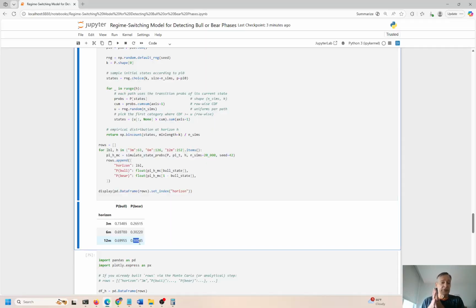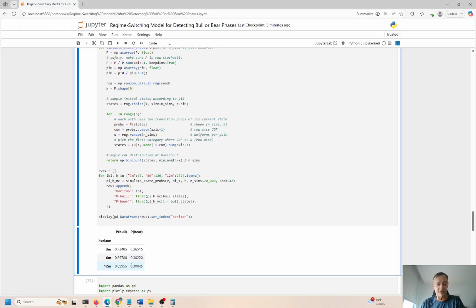So that's pretty certain. So you can say in the next 3 months, 6 months, 12 months, the probability of a bull is 73% in 3 months, 69% in 6 months, and 69% in 12 months. So it's probably a good idea to invest your money. Now, the market could flip in one day. There's no guarantee whatsoever, right? That's why we have the offset over here. This is the offset. The market could flip.